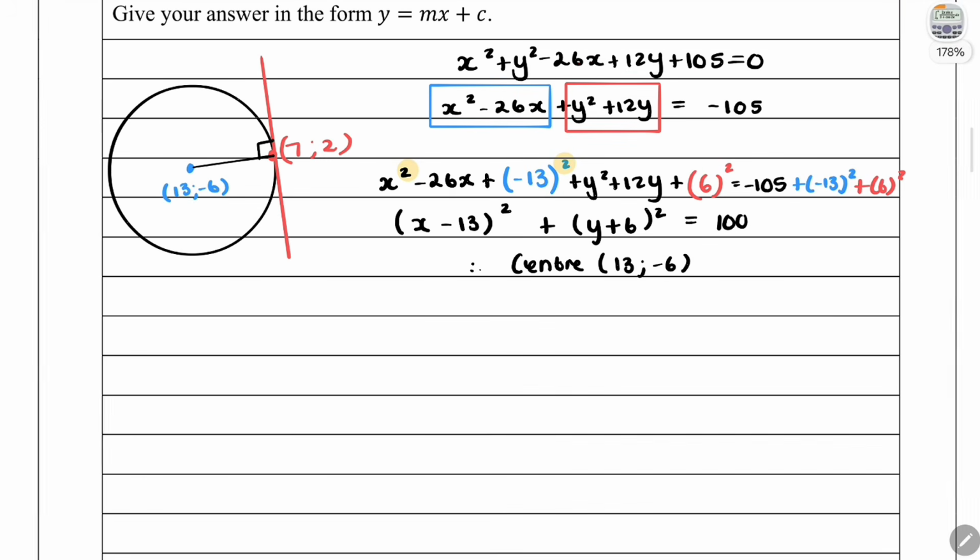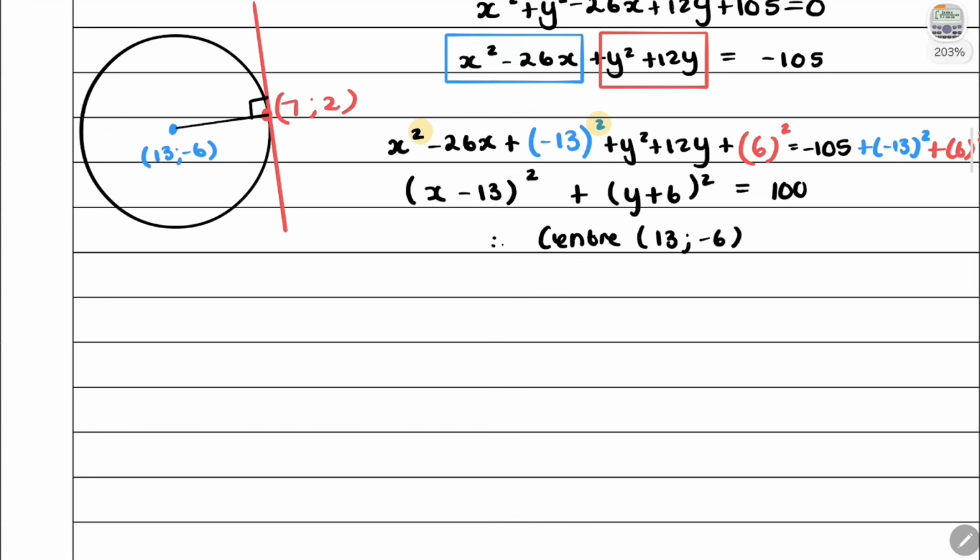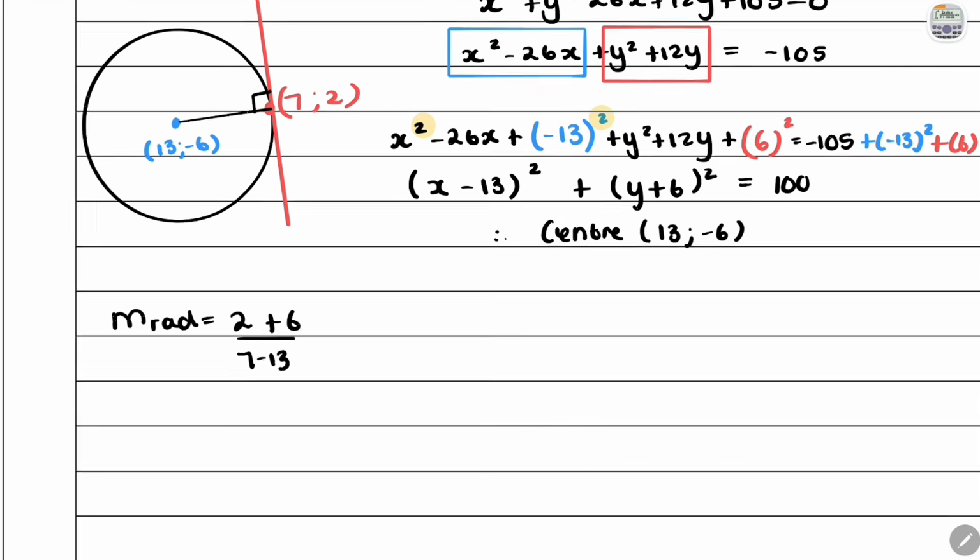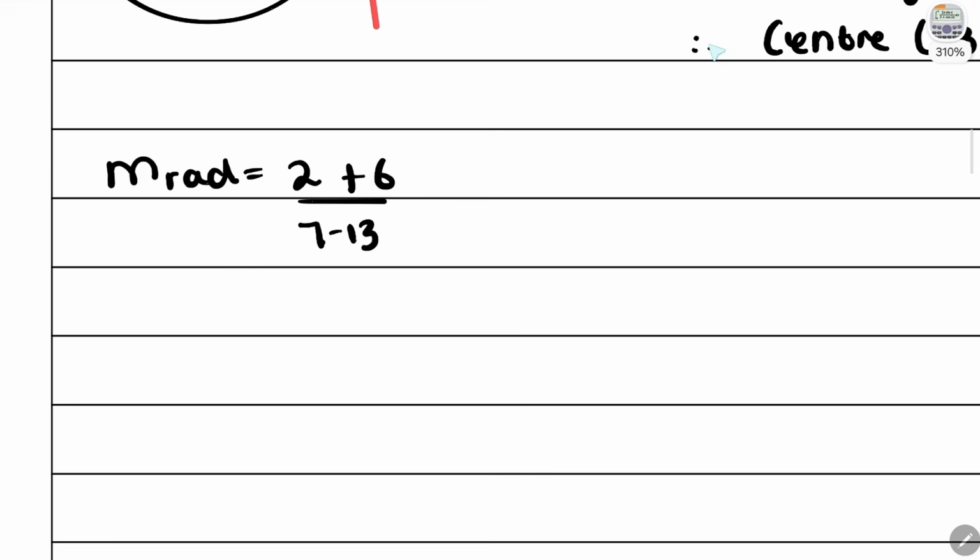Let's go ahead and find the gradient of the radius. To find the gradient of the radius, we say y2 minus y1. So let's say 2 minus negative 6, which becomes a plus, because it's going to multiply in. So 2 plus 6 over, and if you said 2 minus negative 6, you must say 7 minus 13. Let's just find out what that is quickly. So that's going to be 8 and then negative 6.